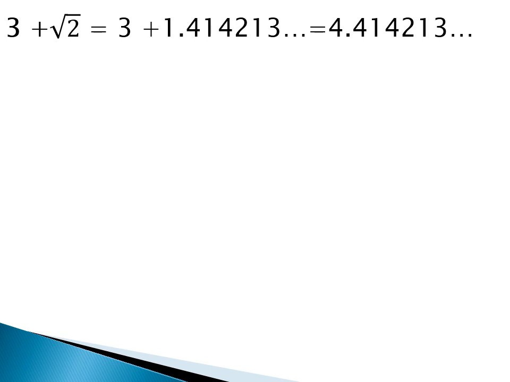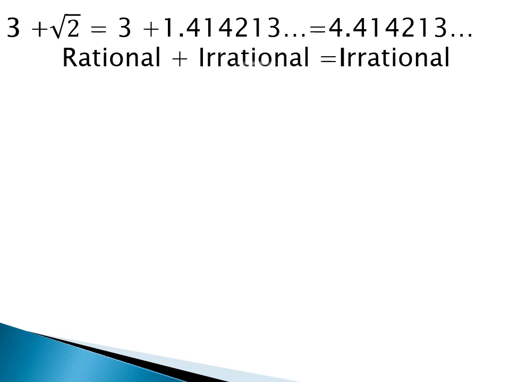Now we'll go through examples one by one. 3 plus root 2, that is, 3 plus root 2 value we substituted here: 1.414213 etc. It is equal to 4.414213 etc. See, one rational number plus an irrational number we added. What is the rational number? 3. The irrational number is 1.414213. When added, the result is 4.414213 etc. How can we tell that it is irrational? Because it is non-terminating, non-recurring. So the result will be an irrational number.